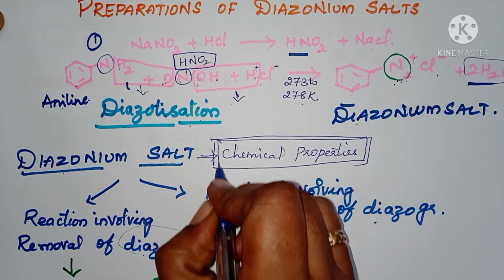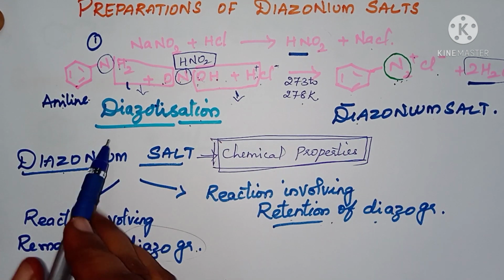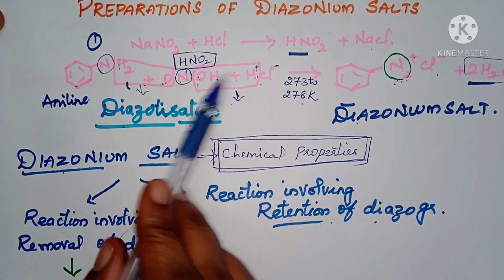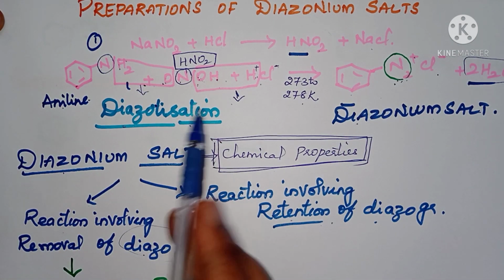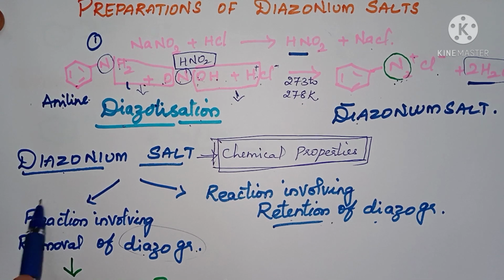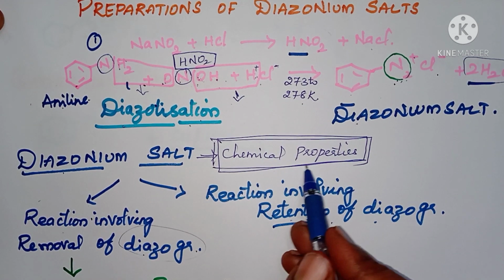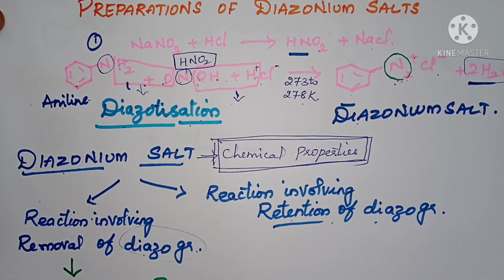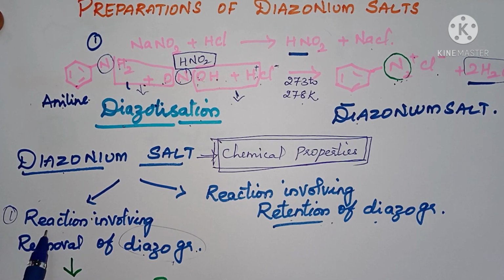Okay, now the preparation method is only diazotization. How we are going to prepare the diazonium salts, only one method is there. And this part is chemical properties. What are the types, what reaction is involved. So first one, reaction involving removal of diazo group. Second one, reaction involving retention of diazo group. Okay, now the first one, what we are going to check is reaction involving removal of diazo group.